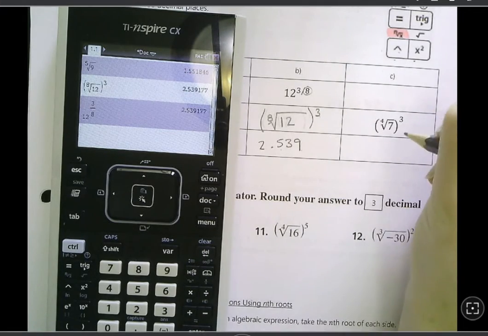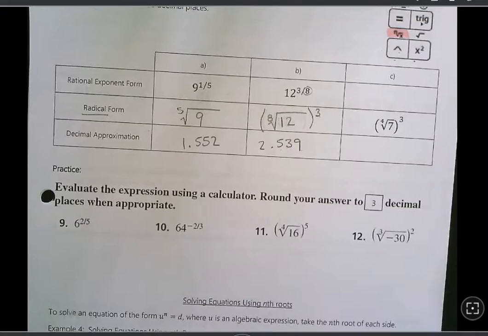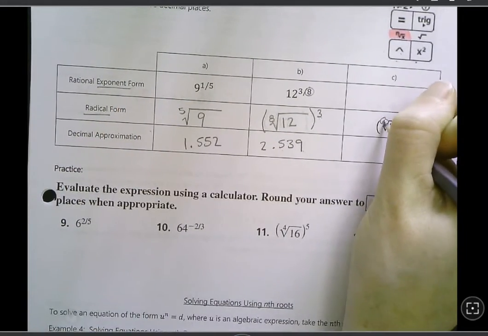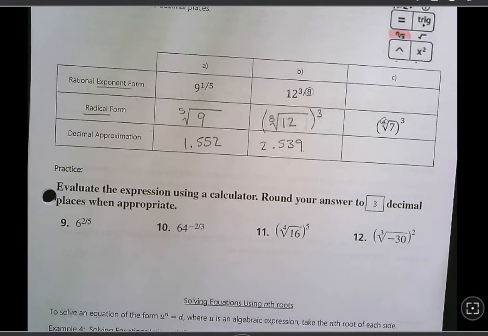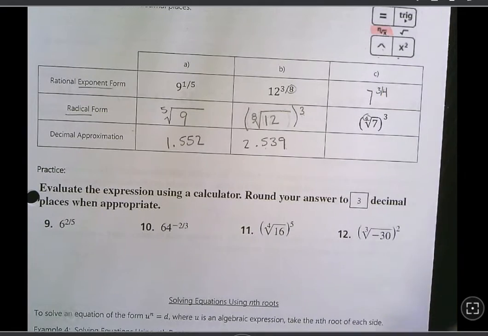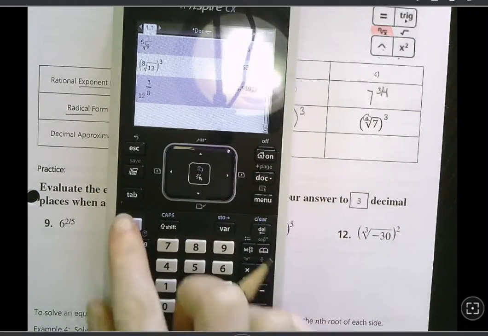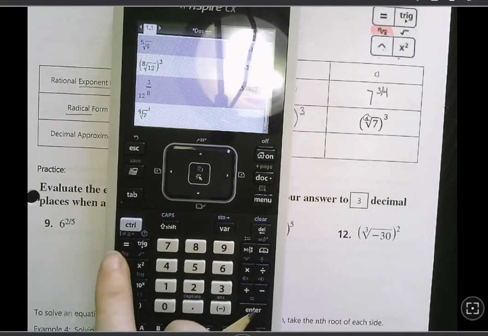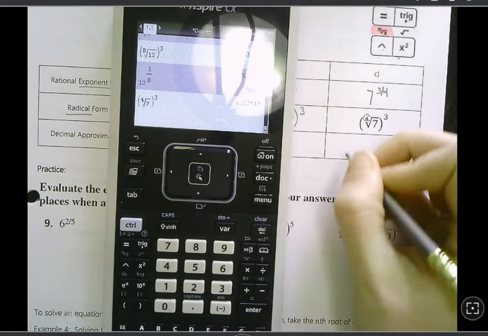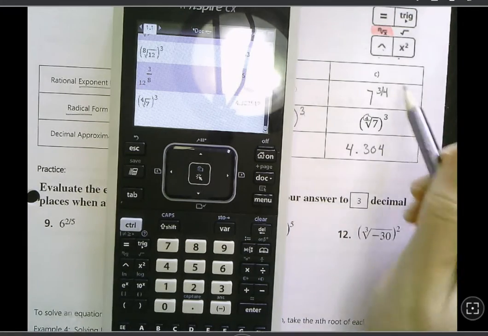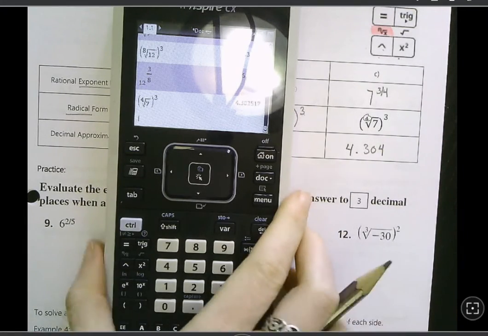Now, for c, we need to take this, it's in its radical form, and we want to write it in that rational exponent form. So if this 4 is in here, working with my radical, that means it's the denominator of my fraction. So we have 7 to the 3/4 here. Well, now if I want to find this on my calculator, I'm going to write it in the radical form still, 4th root of 7, and then this is to the 3rd power. We'll get out a 4.304. If you prefer to type in the fractions, that is perfectly fine as well.